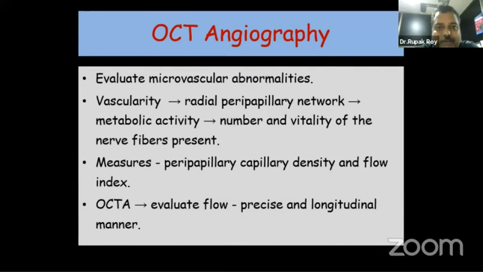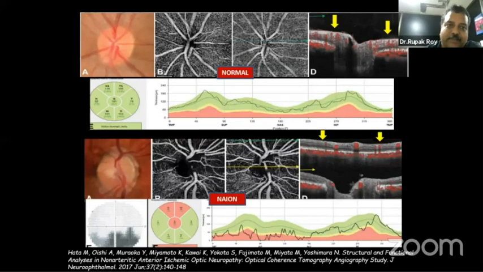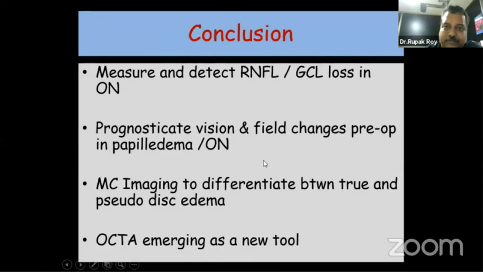OCT angiography evaluates microvascular abnormalities, vascularity of the radial peripapillary network, metabolic activity, and the number and vitality of the nerve fibers present. It measures peripapillary capillary density and flow index. OCTA evaluates flow in a precise and longitudinal manner. This is a patient with disc edema, where you can see a flow void around the optic disc region. This is a case of NAION. This kind of flow void in the peripapillary region is common in cases of NAION.